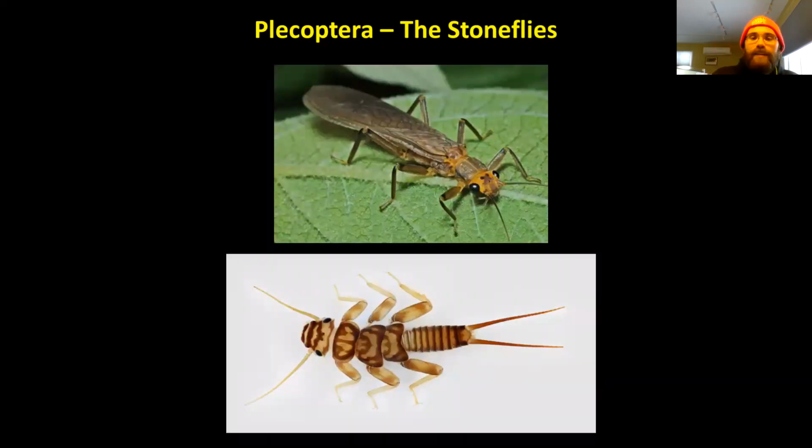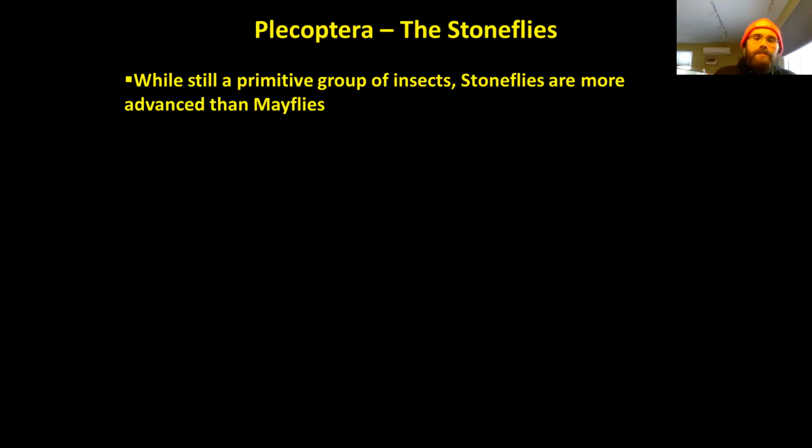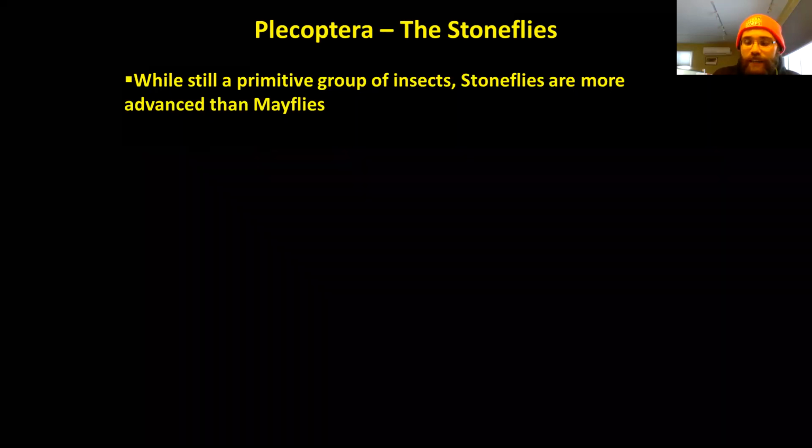So now we move on to the stoneflies. So stoneflies are going to be a little bit different looking compared to the mayflies. You can already tell, holding their wings in a different position, not as many tails. So while still a primitive group of insects, stoneflies are more advanced than the mayflies. They do not have that subimago form that the mayflies have. Instead, they go straight from a nymph stage into an adult stonefly stage.